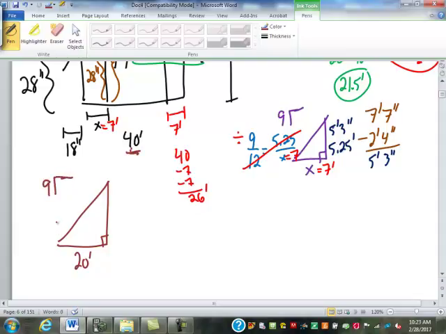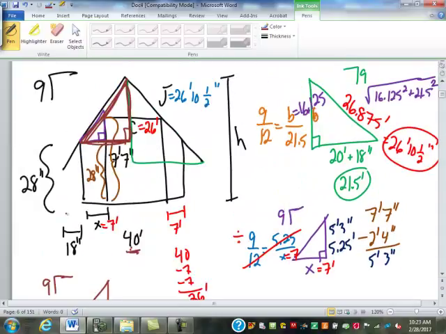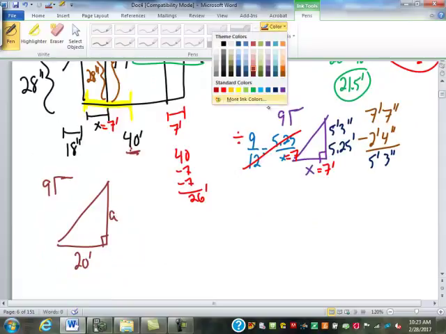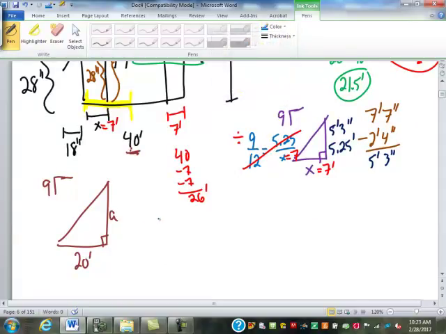So here's our triangle right there. Right. So that's just half the span. So let's call this side A. So we've got 9 over 12 equals A over 20. Makes A 15, right? Add the 2 feet 4 inches to that. So that means it is 17 feet 4 inches.